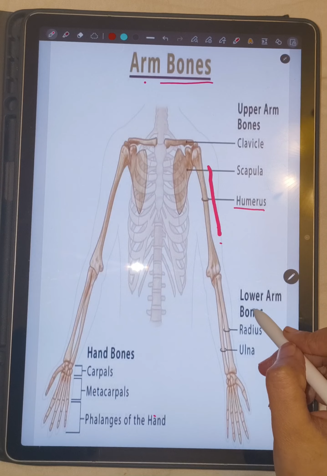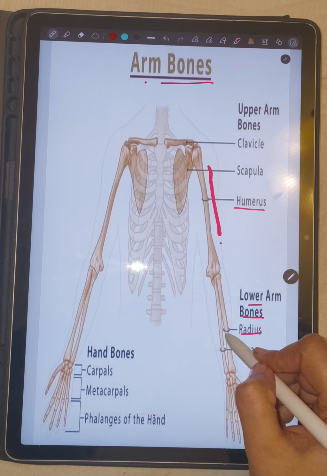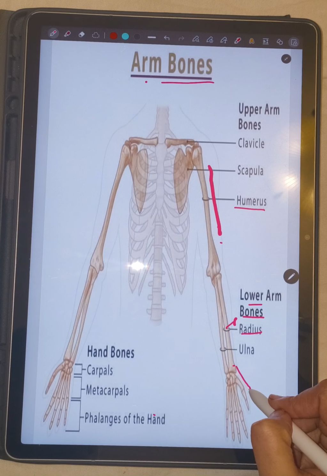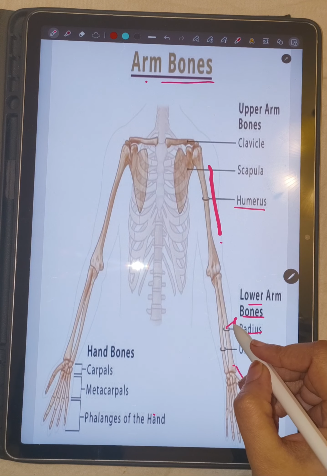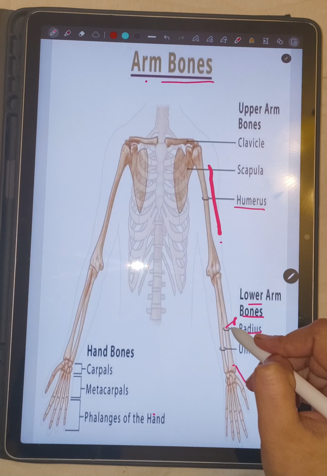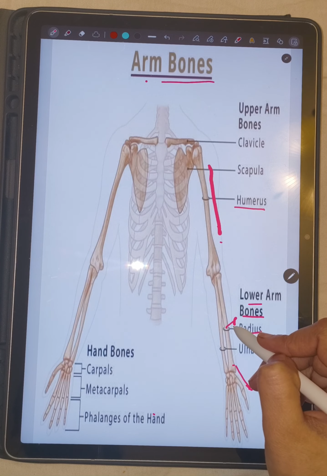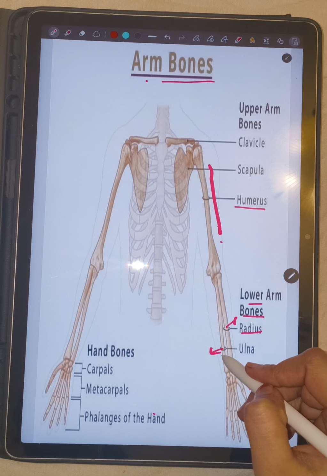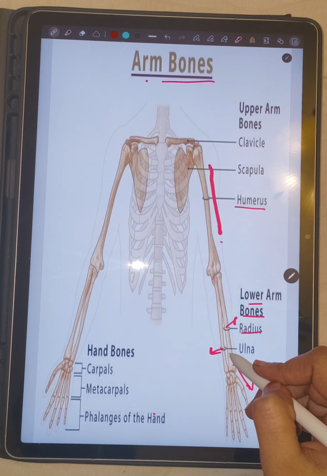Next is the lower arm bone, the radius. This is the radius, on the lateral side of the forearm, the thumb side. It allows rotation of the forearm, pronation and supination, forms part of the wrist joint, and works with the ulna to move the hand. Next is the ulna. This is the ulna, on the medial side of the forearm, the pinky side. It forms the elbow joint with the humerus, provides stability for the forearm, and allows flexion and extension of the arm.